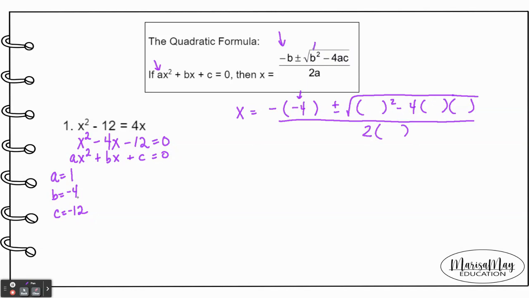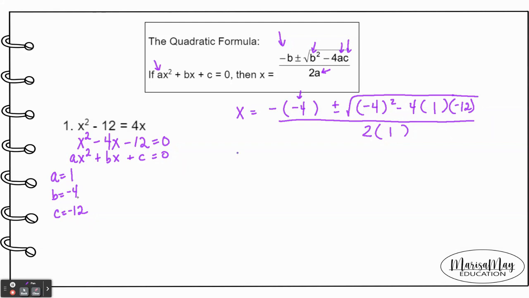Then underneath the square root, notice we have b to the second. So in this blank, I'm also going to put the b value. Then I have 4 times a times c. So I'm going to put the a value first and then the c value. And then on the bottom, I've got 2 times a. So I'm going to put the a value there.